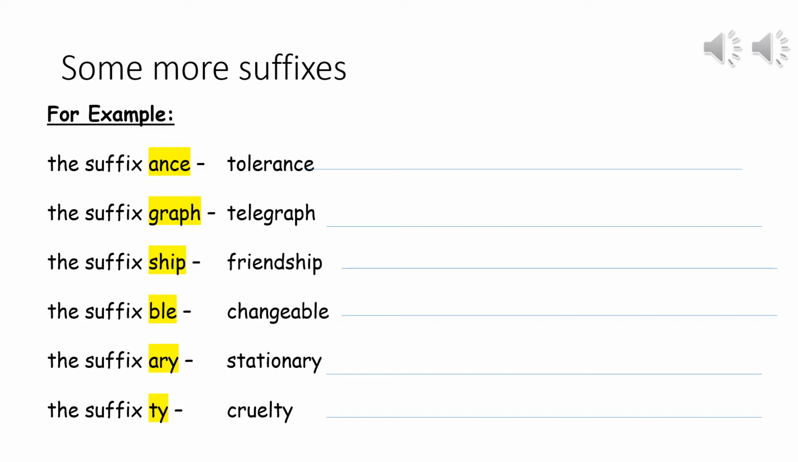Now what are you going to do with these? You're not just going to write them down. You're going to find some more with these suffixes and jot them down. And if you've got the pack from us, if you're doing our course, you have got plenty in there to practice with. So have fun.